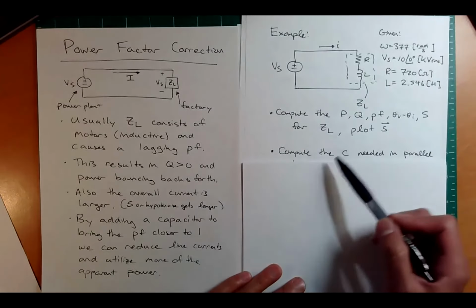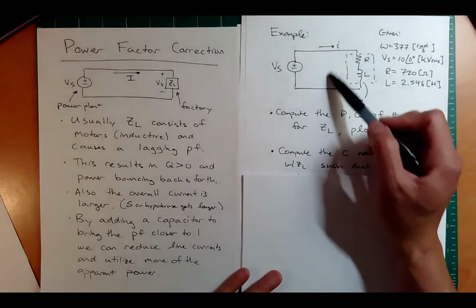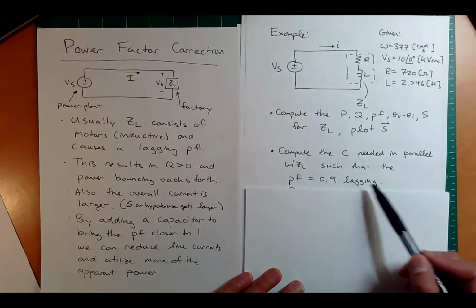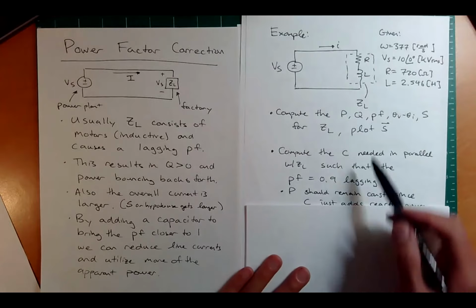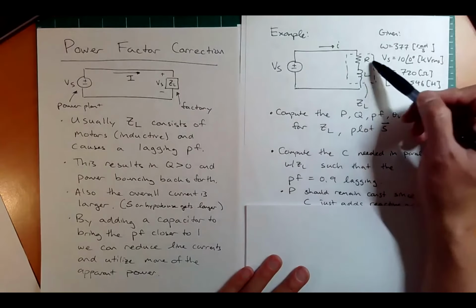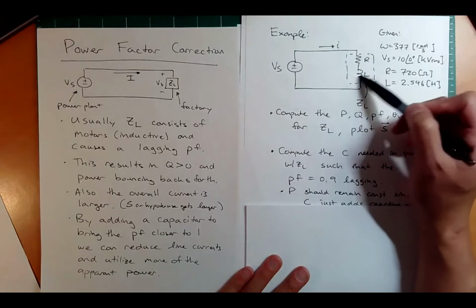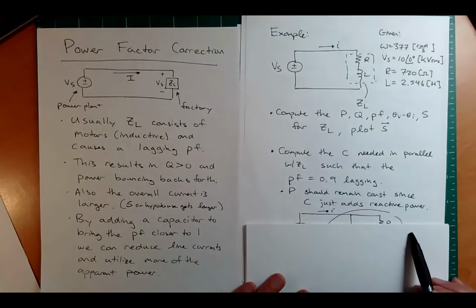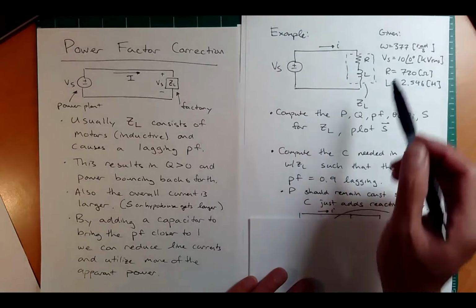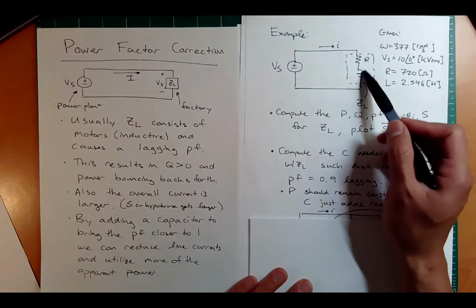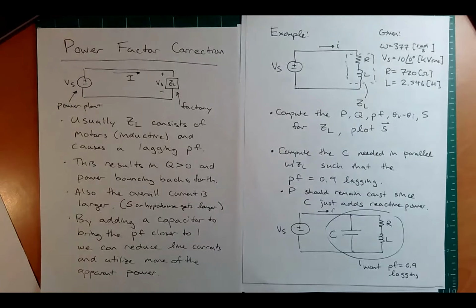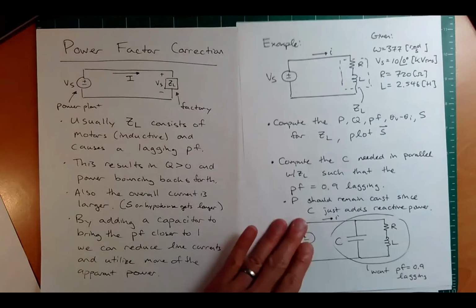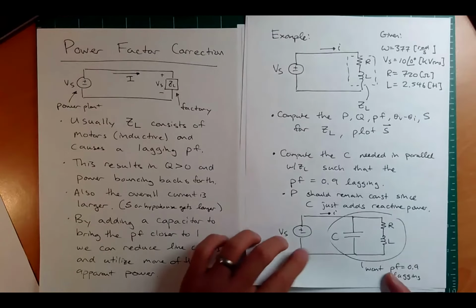Then let's compute the C needed to be put in parallel with ZL such that the power factor is now 0.9 lagging, so pretty close to 1. Now, if I have a capacitor here in parallel, this P should remain constant for ZL because the voltage here is not changing. So C just adds reactive power. Not only does it add reactive power, it adds negative reactive power, so it's canceling out this positive reactive power here. This is what it should look like when we add that new capacitor.